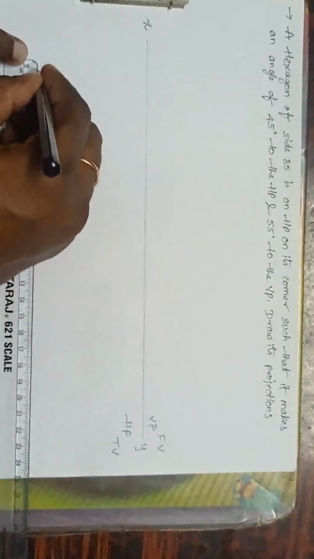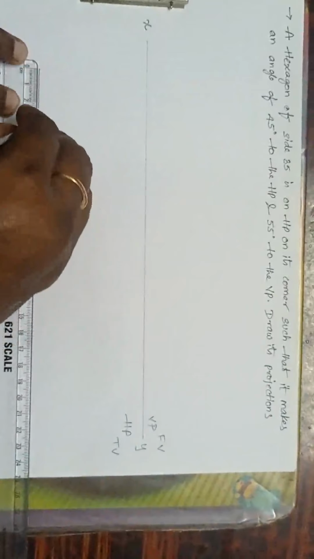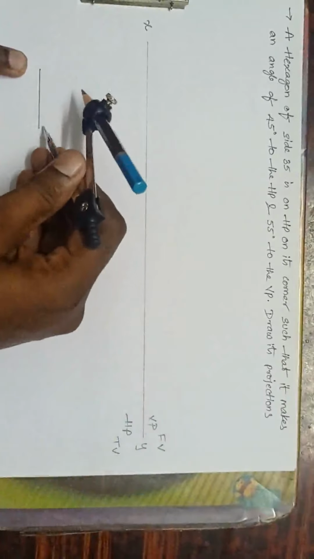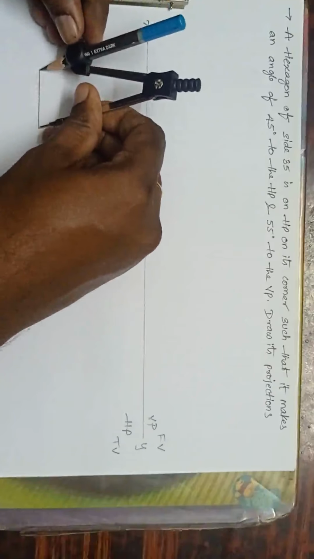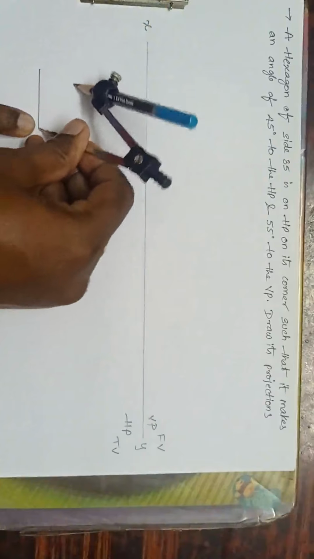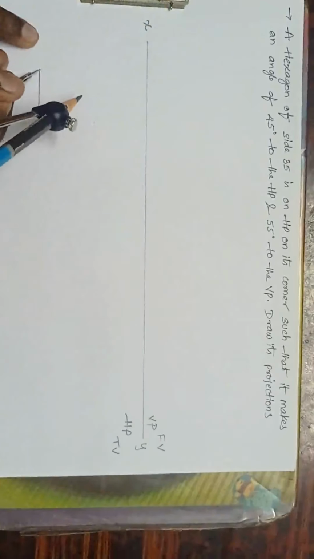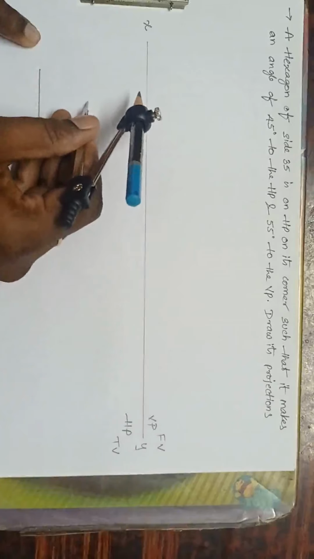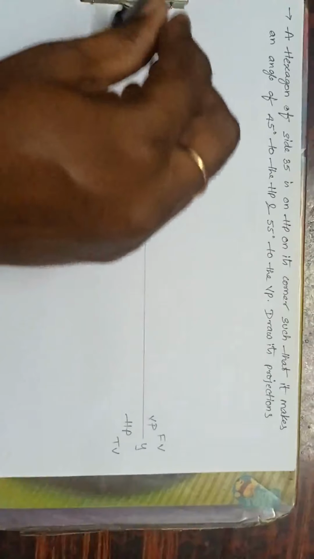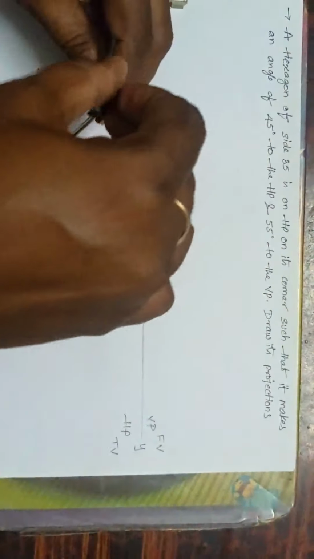I'll take 35. Here I'll do something different for the hexagon. I know this is 35. So take a radius of 35 in your compass. With this as a corner, draw the curve, and with this as a corner, draw the curve with the same 35. Taking this as center, draw the circle like this. Okay, I have drawn a circle. See, it is very, very light.